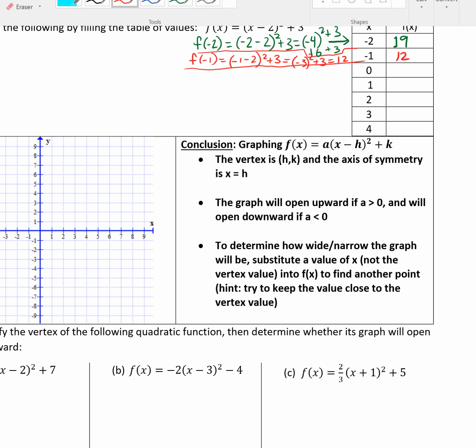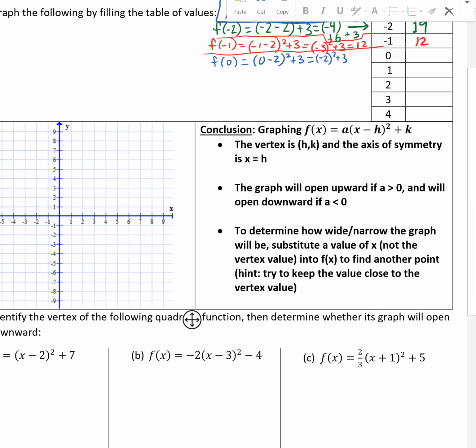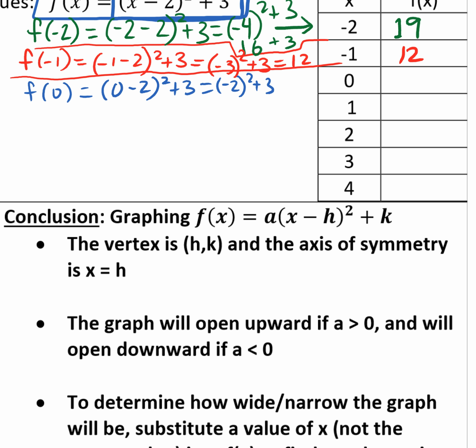And the next guy, that one's a little easier because 0 always makes things nicer. If I put 0 in there, f of 0 is, and again, you're just plugging these into this function here. Just take this right side of the equal sign and replace x with the value, this time 0. 0 minus 2 squared plus 3. That's -2 squared plus 3, which is, let's see, what's -2 squared? That's +4. Okay, and +4 plus 3 is 7. There we go.